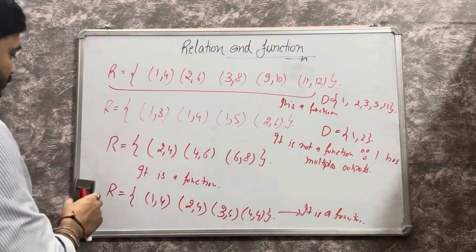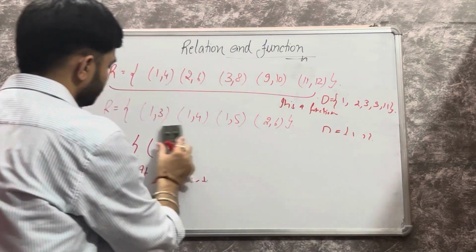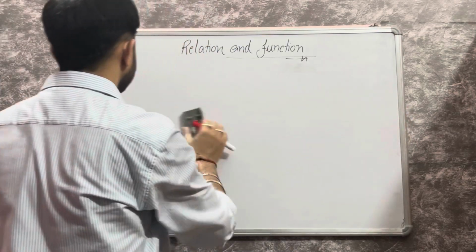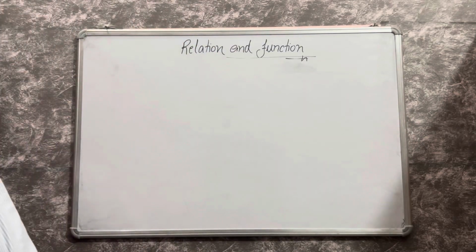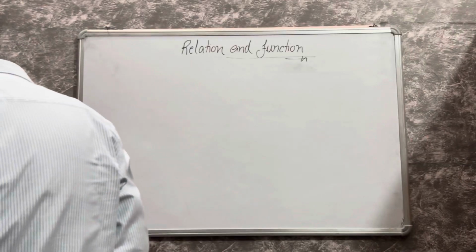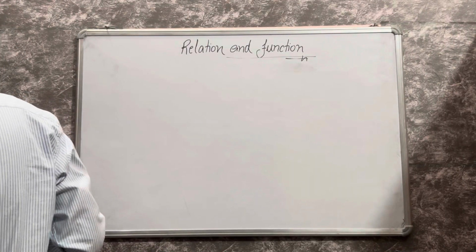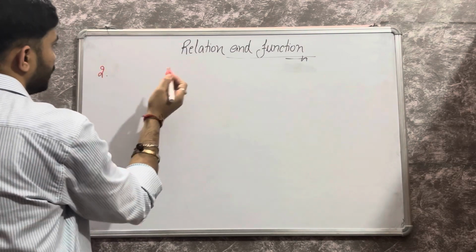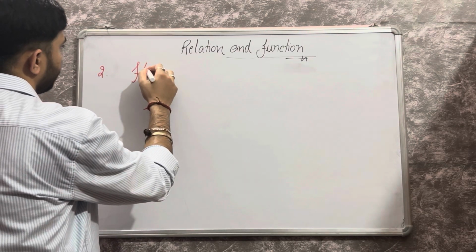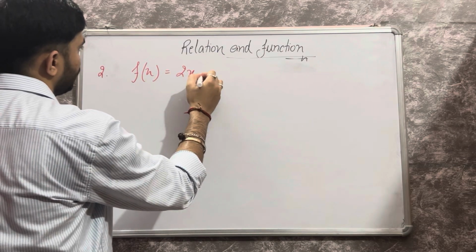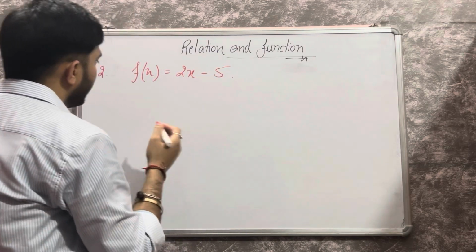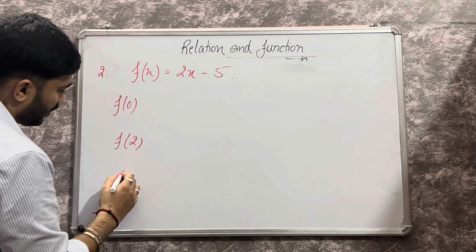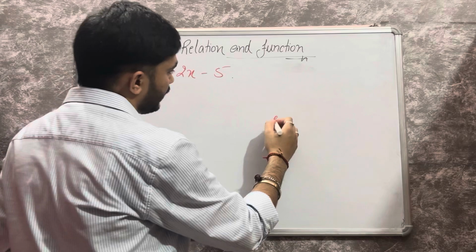Now let us move forward. Second question: what if we are given a function f of x is equal to 2x minus 5, and you have to find the values of f of 0, f of 2, f of 3 and f of 9.